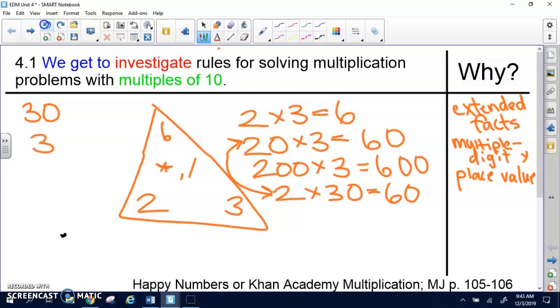Okay, and then what if I move both of the factors into the tens place? Yes, sir. And what's your thought process on that? There's the two zeros there, right?